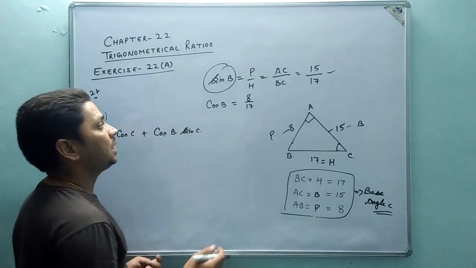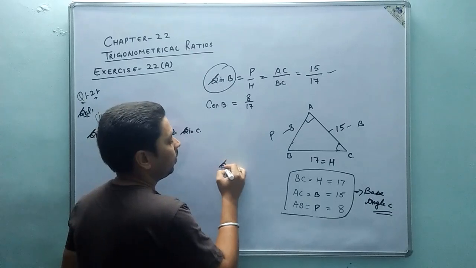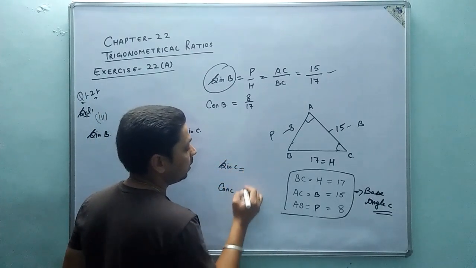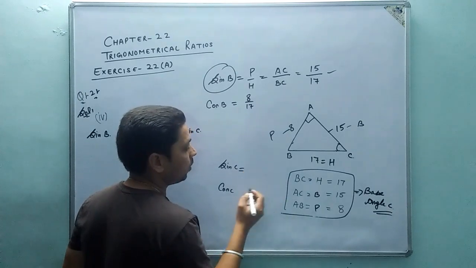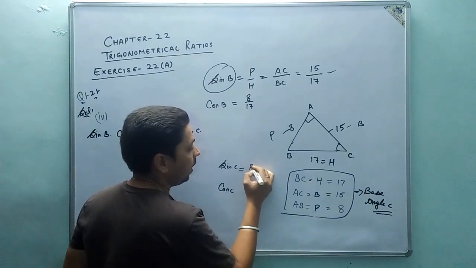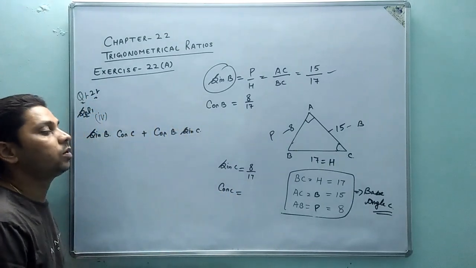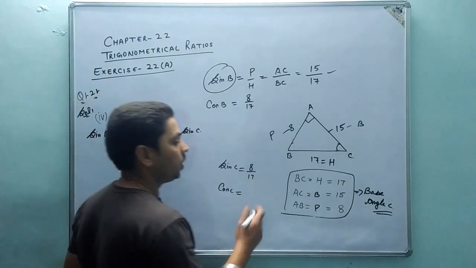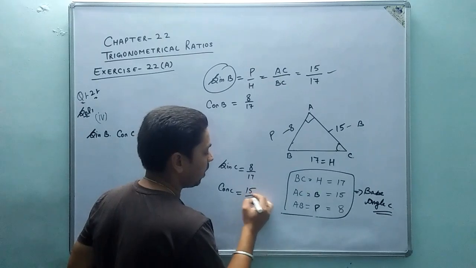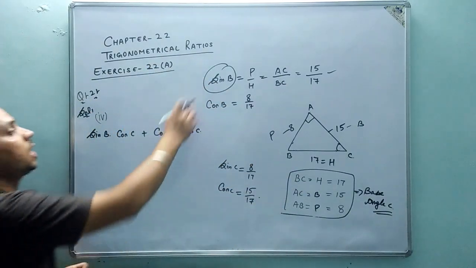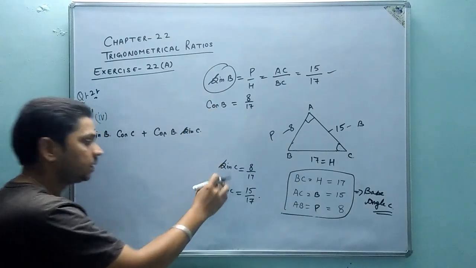So what is sine C and cos C? Sine of C is perpendicular upon hypotenuse, so it will be 8 upon 17. And what is cos of C? Cos of C is base upon hypotenuse. It will be 15 upon 17. Now substitute all these four values: sin B, cos B, sin C, cos C.